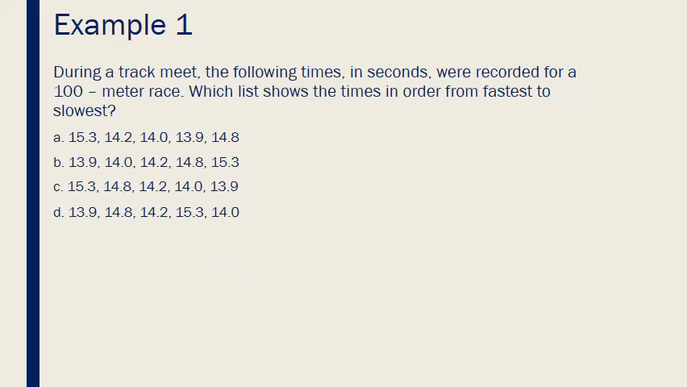All right, now look at your handout on example 1. During a track meet, the following times and seconds were recorded for a 100-meter race. Which list shows the times in order from fastest to slowest? Now you got 1 minute to solve this on your own. You're going to think about how you would do it. Think about what you need to do. Fastest to slowest, is that least to greatest or greatest to least?